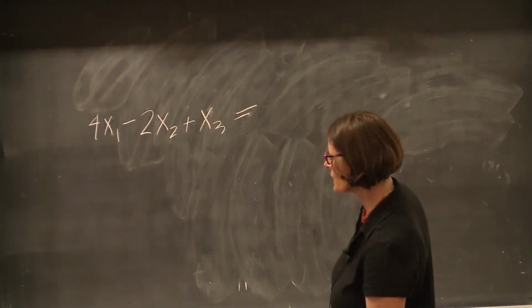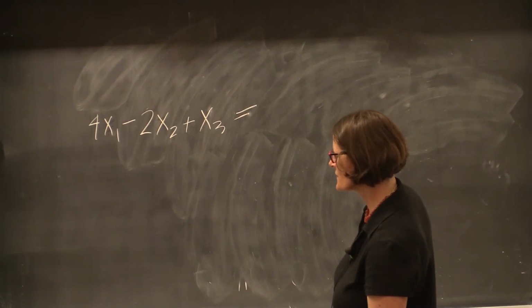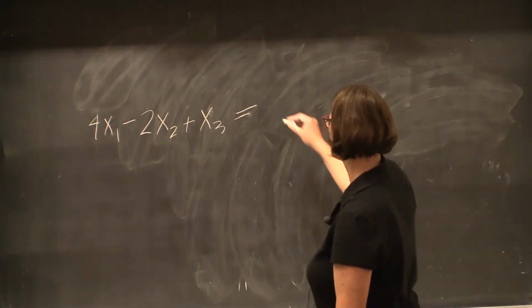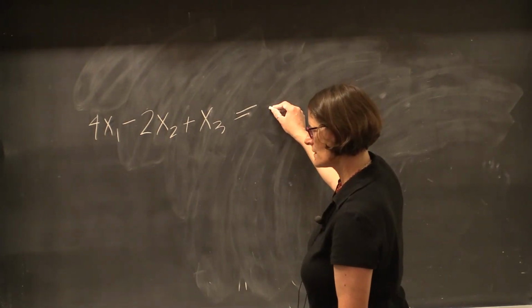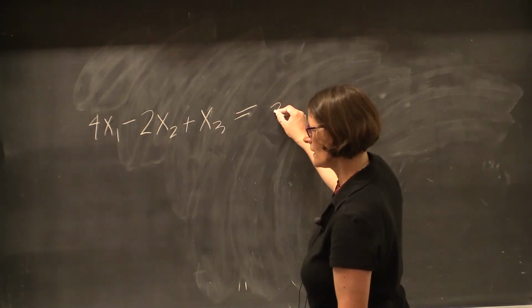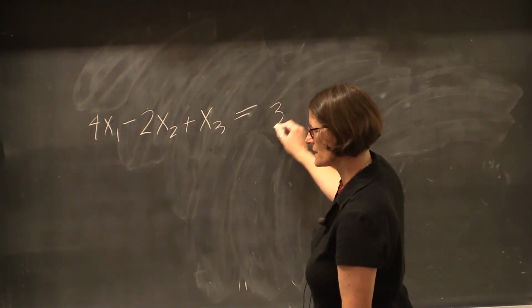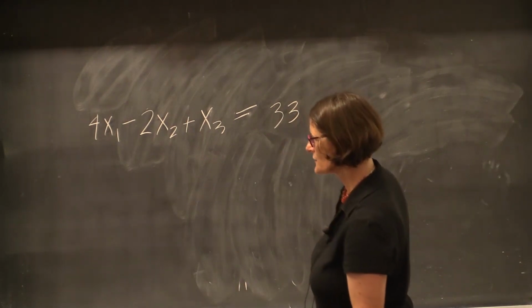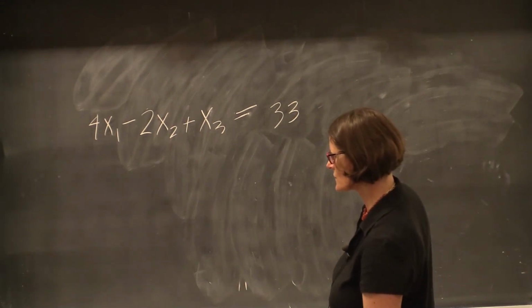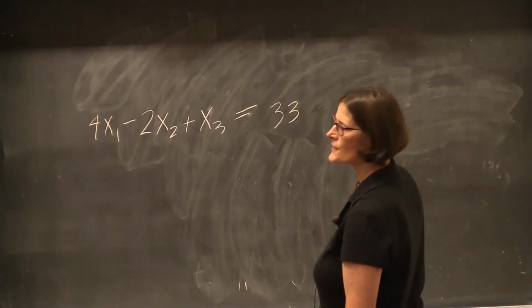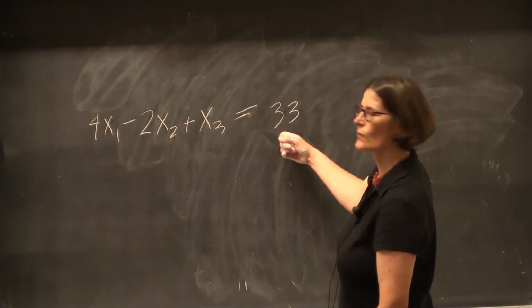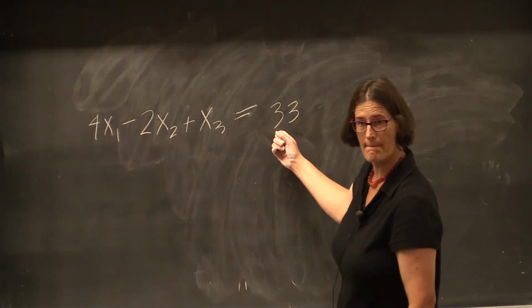Equals 24 plus 4 plus 5 is 30. 24, 30, 33, no? 24 plus 4 is 28 plus 5 is 33. So the only thing that's nice here is that you get to see where that 33 came from.